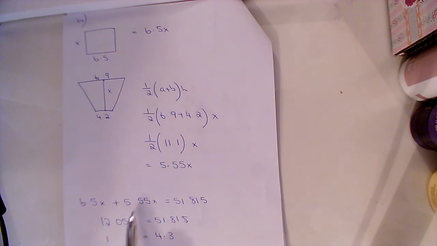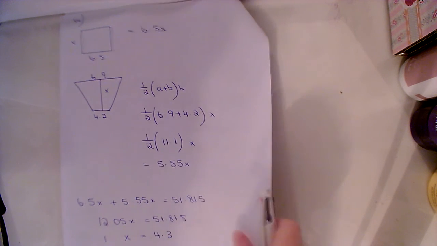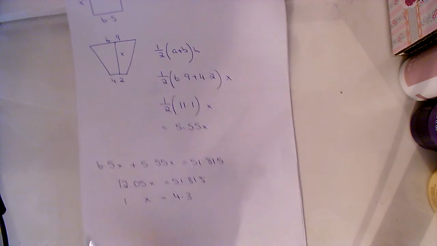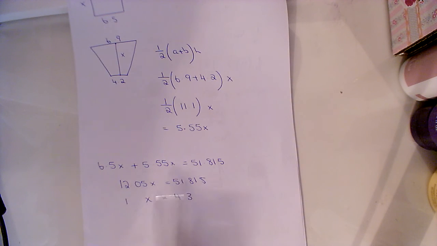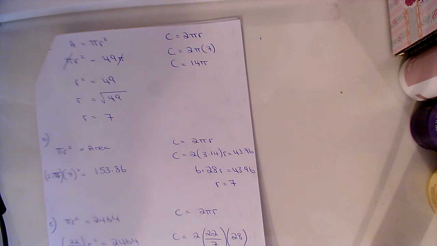5.55x. Then I add them together because I'm told the area of them combined is, so I get 6.5x plus 5.55x is equal to 51.815. Then I have 12.05x is equal to 51.815, and then I get 1x because I divide across by 12.05 is equal to 4.3. Now I'm on to question 2.